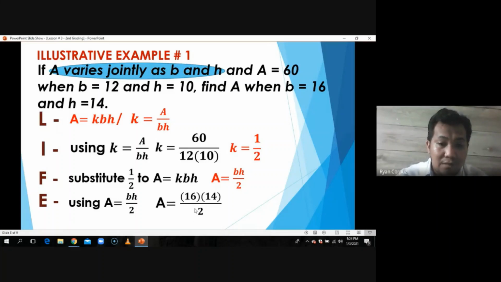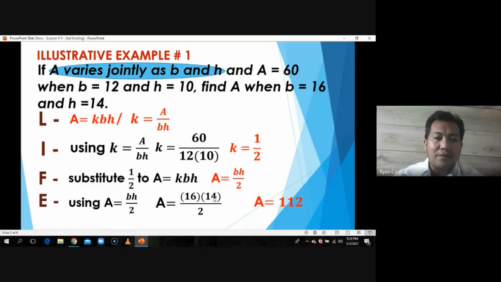So pwede tayo mag-cancellation ulit or pwedeng direct multiplication tapos divide by 2. Pero mas madali if we are going to apply cancellation. Since both of them are divisible by 2, so doon ka na sa mas mataas. So dito tayo sa 16, divide by 2. So matitira dito ay 8. Magiging 8 times 14 na lang. And 8 times 14 is equal to 112. So that's how we answer example number 1.